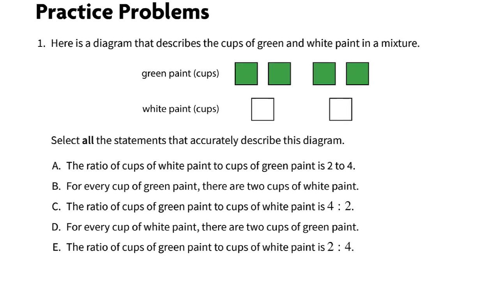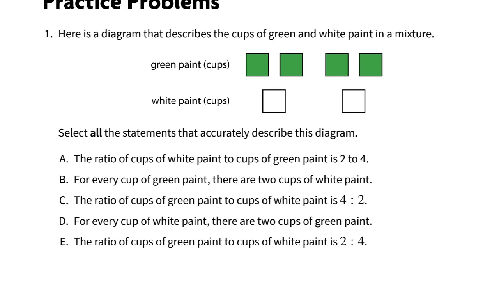All right, here's a diagram that describes the cups of green and white paint in a mixture. Select all the statements that accurately describe this diagram. All right, so I see the ratio of cups of white to green. So white to green is 2 to 4. That's a true statement. Woohoo! And then it says for every cup of green, there are 2 cups of white. That is not true. In fact, it's going to be the exact opposite. So we're going to say false.